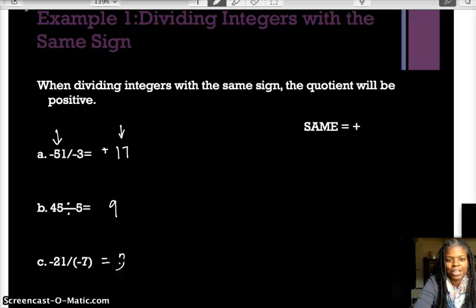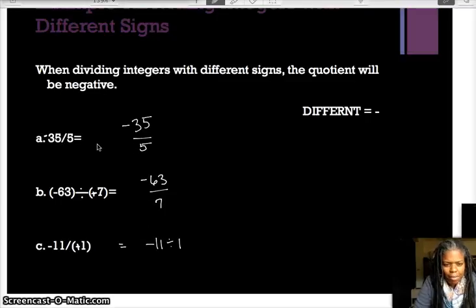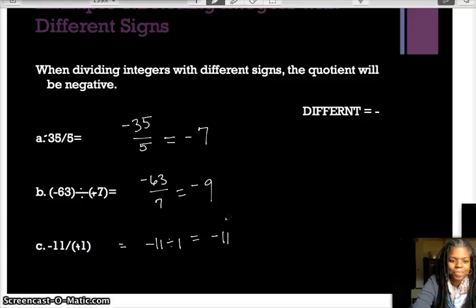Your answer is 3. Taking a look, I rewrote some of these just to make them a little bit clearer. Here we have negative 35 divided by 5. The signs are different, therefore the answer is negative, and the answer is a negative 7. Again, the signs are different here as I divide negative 63 by 7, and I'm going to get a negative 9. Finally, again, signs are different, answer is negative, negative 11 here.